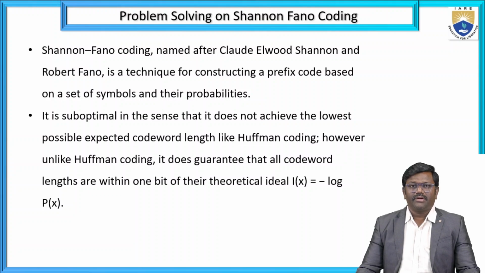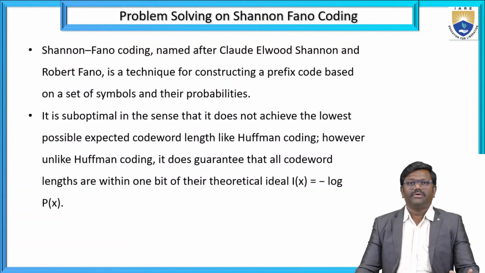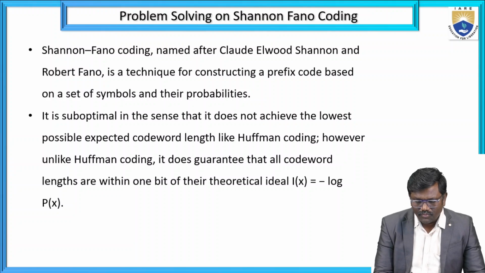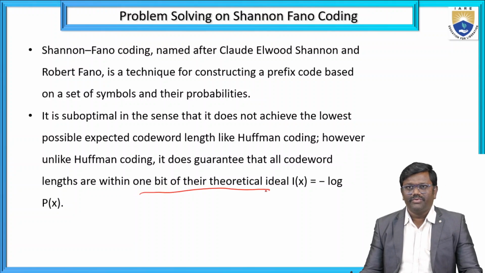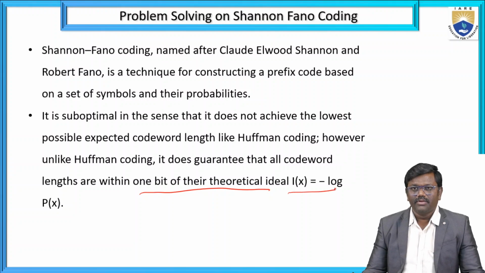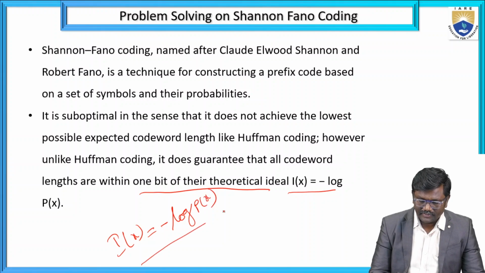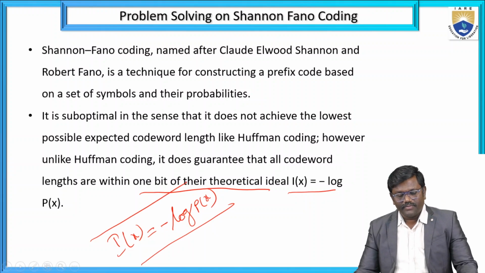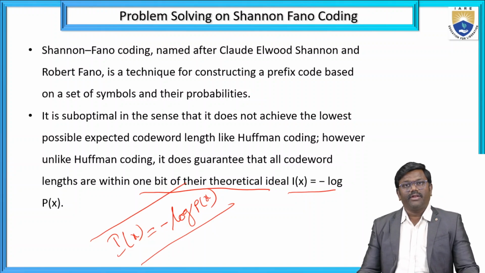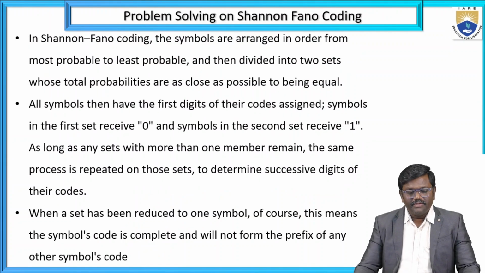Huffman coding. However, unlike Huffman coding, it doesn't guarantee that all code word lengths are within one bit of their theoretical ideal, which is I(x) equal to minus log of p(x). Simply we say that I(x) equals the negative logarithm of the probability of x. So that is what we are understanding about Shannon Fano coding.